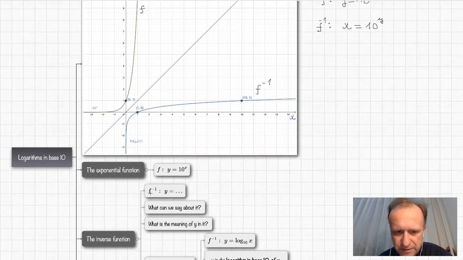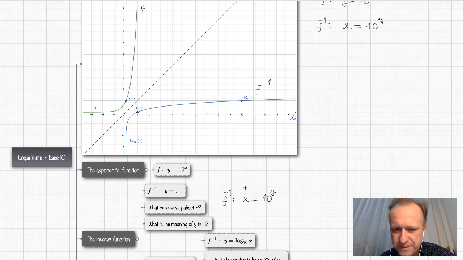Here I have to say something about this inverse. What can we say about it? I can write it next to it. The inverse is such a function that it assigns to x the value y such that x equals 10 to the power of y. Let us say that in words. The inverse function, this blue curve, assigns to any value of x such an exponent y that when you raise 10 to the power of y, you obtain the original value of x.